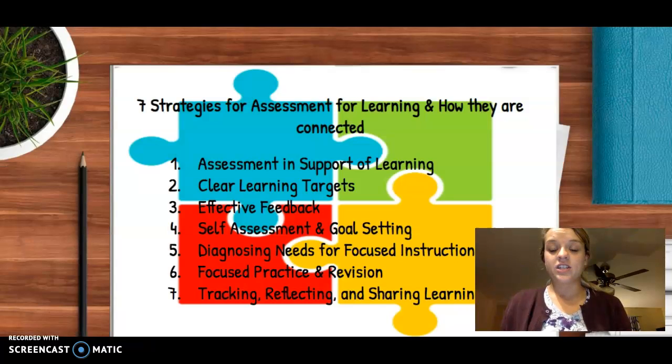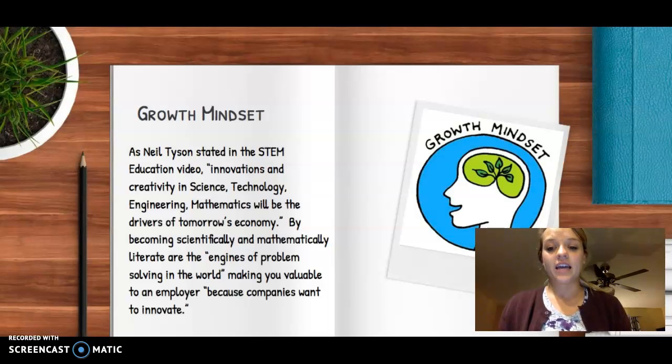The 7 strategies are connected to the main goal of adjusting teaching and learning so both students and teachers know what actions to take to keep learning on a successful track. It's important for student learning because they're able to reflect on what they're learning and work towards closing the gap.